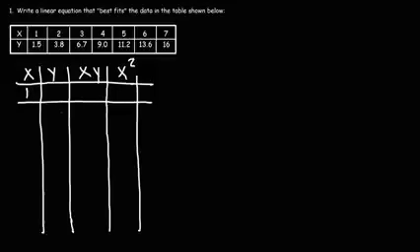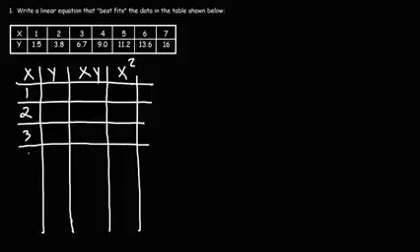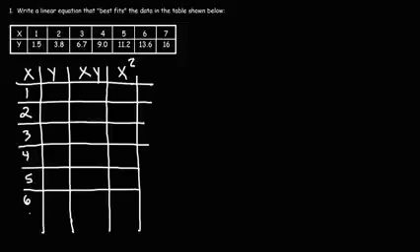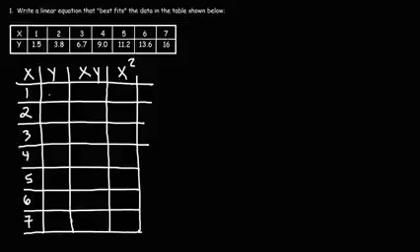Now let's plug in the values. So the first x value is 1, next is 2, and then 3, 4, after that is 5, 6, and 7. Now let's write the corresponding y values. So it's going to be 1.5, 3.8, based on what we see in this table, and then it's 6.7, 9.0, 11.2, 13.6, and then 16.